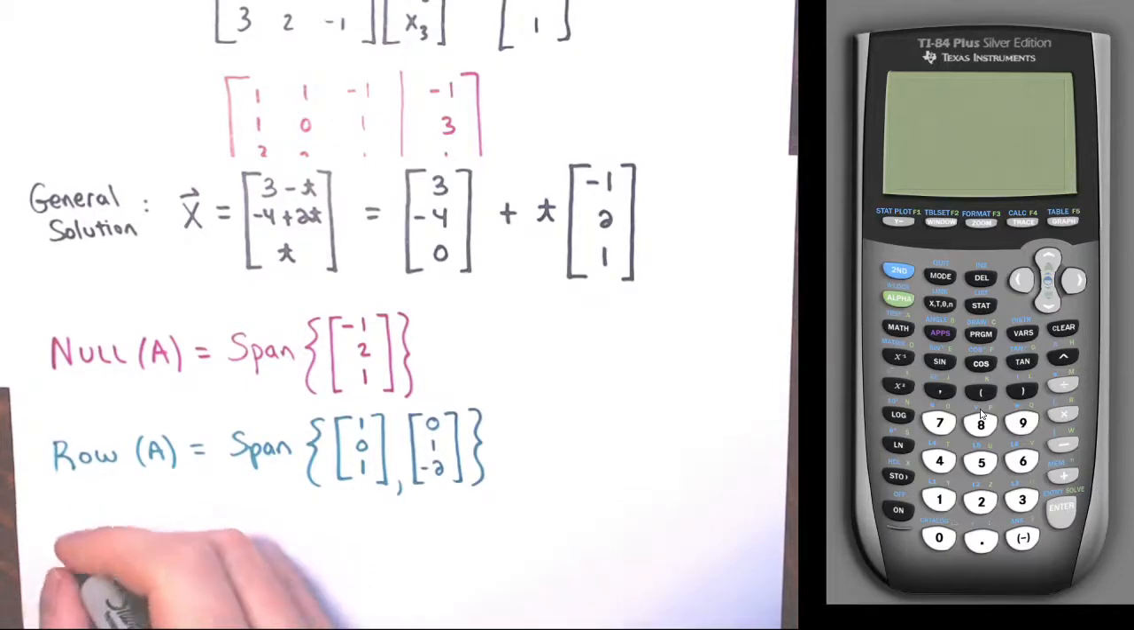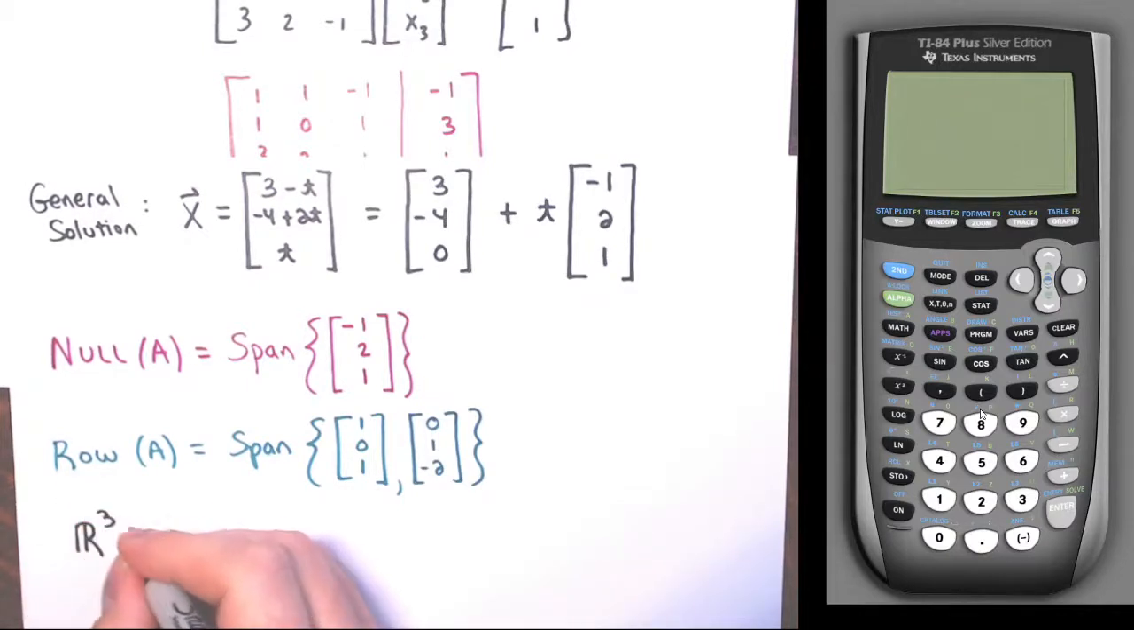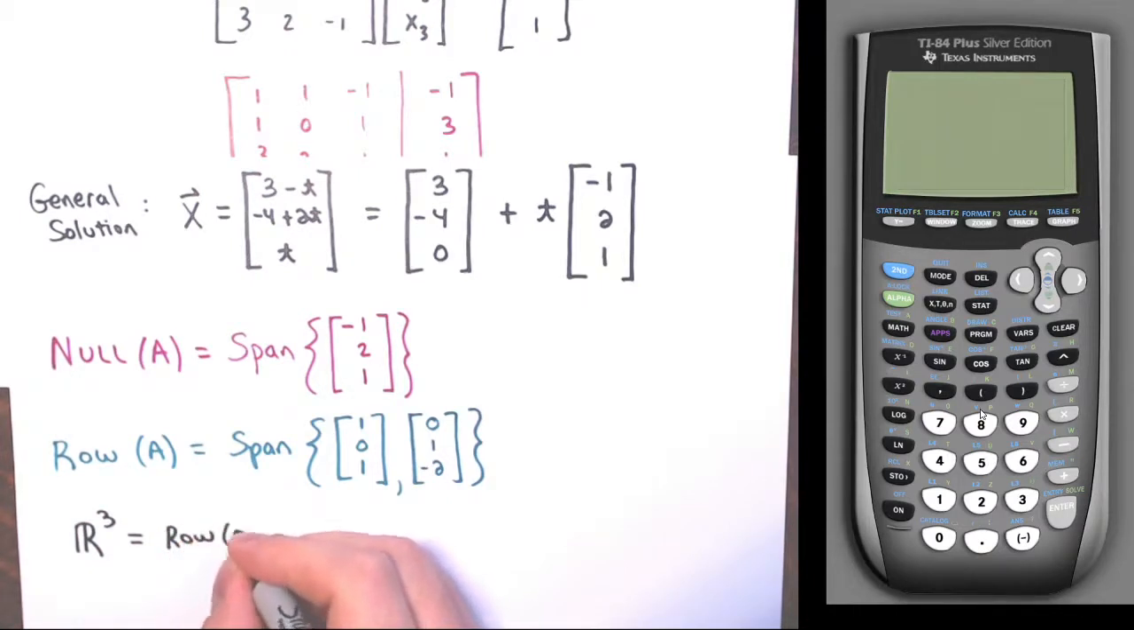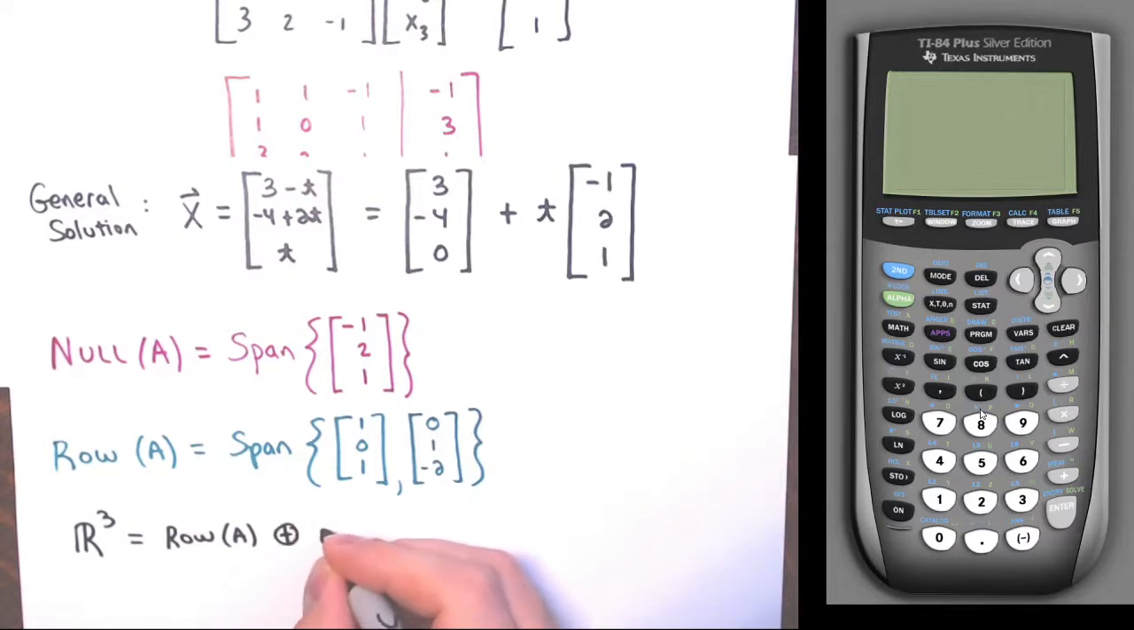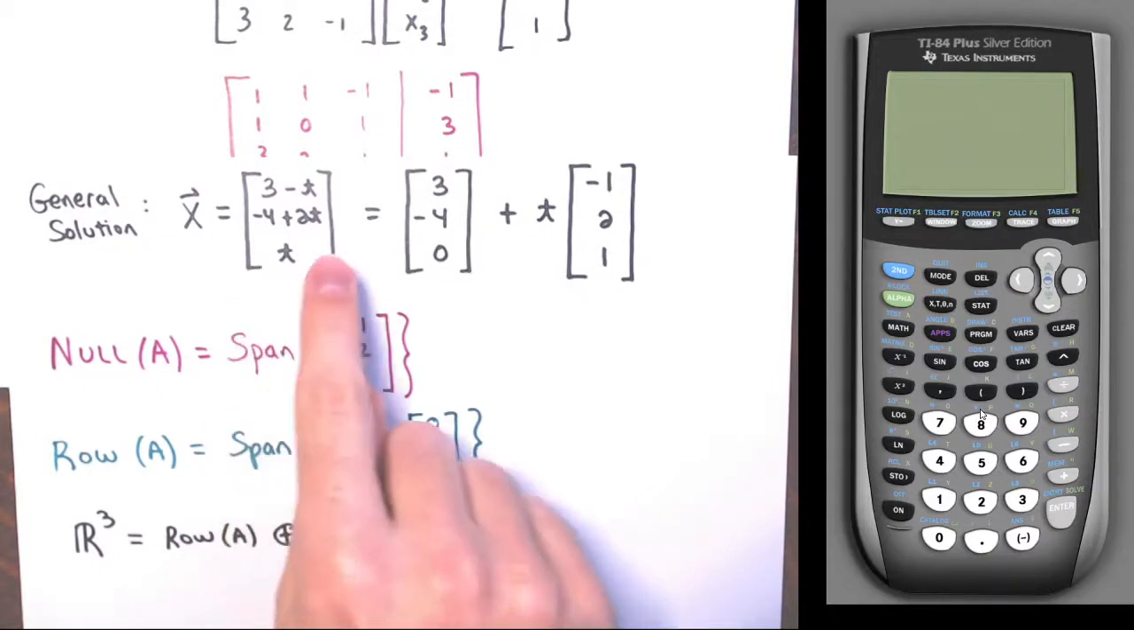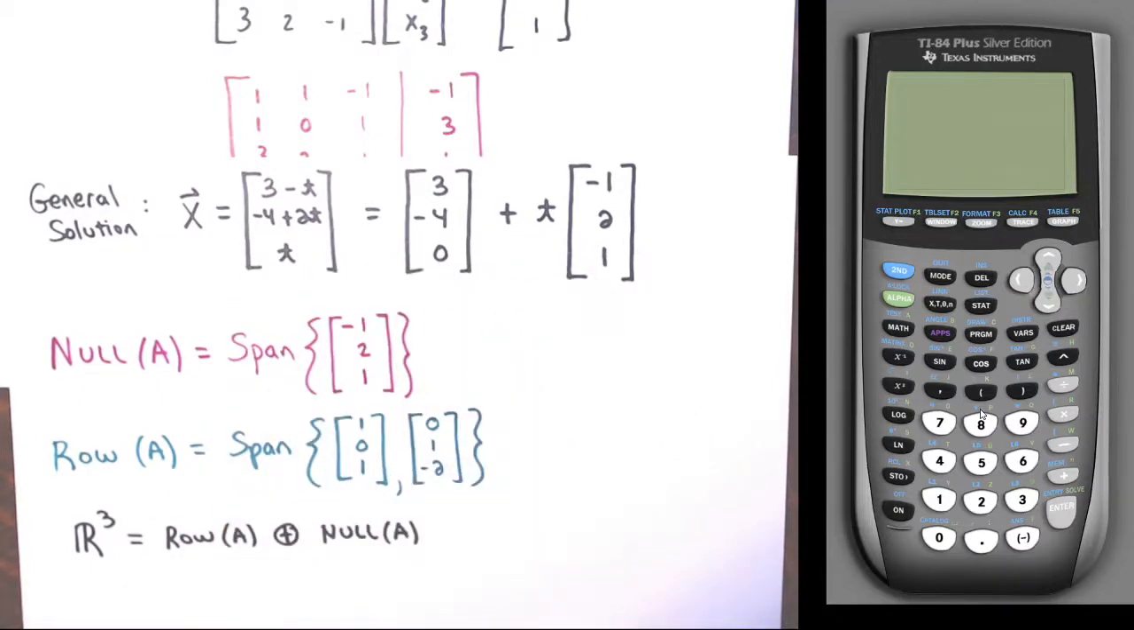So R3 is the direct sum of this row space and this null space. And that should always happen. Remember again, this means that I can take any solution, and write it as a vector from the row space plus a vector from the null space. And again, when you find that vector from the row space, that will be unique.